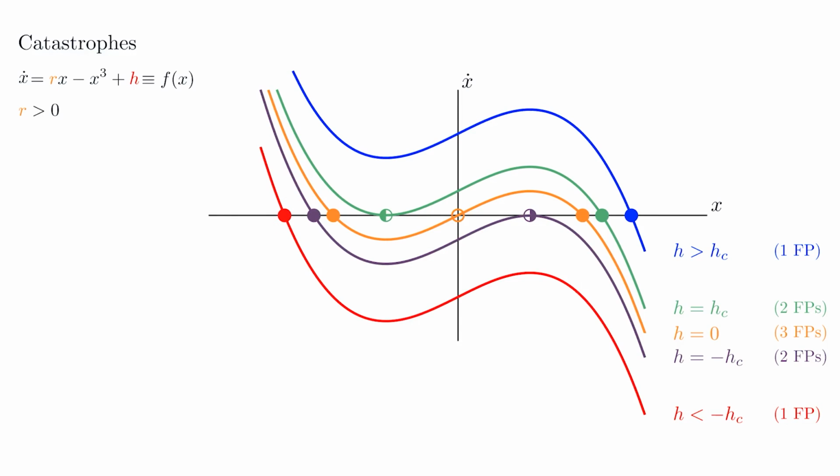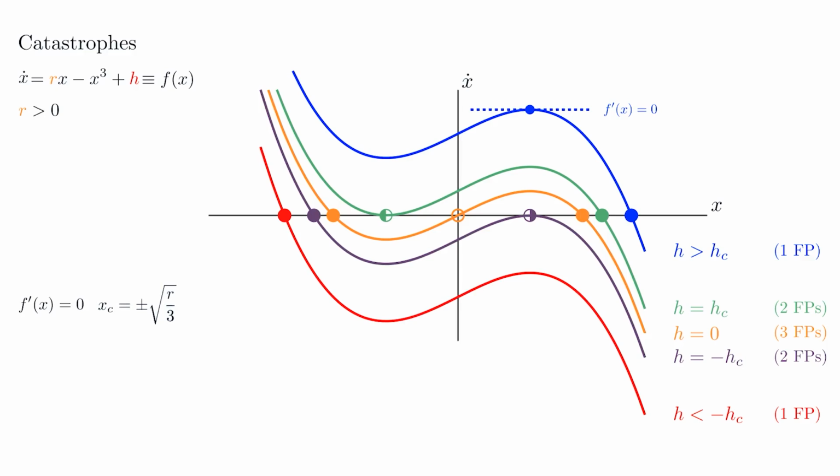The critical value hc is determined by the point at which f of x is equal to 0 where f prime of x is also equal to 0. It's a simple exercise that I'll leave for you to do. F prime of x is equal to 0 at x, and let's call this xc, the critical value where the first derivative of the function is equal to 0, at plus or minus the square root of r over 3.